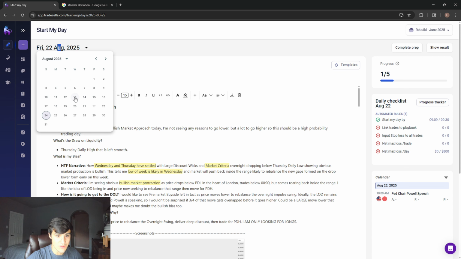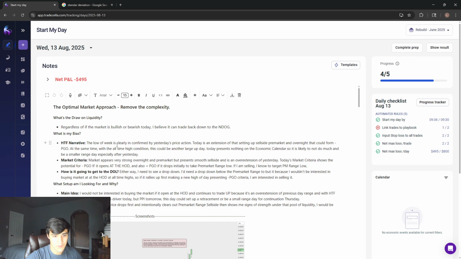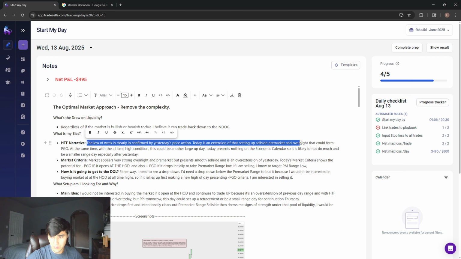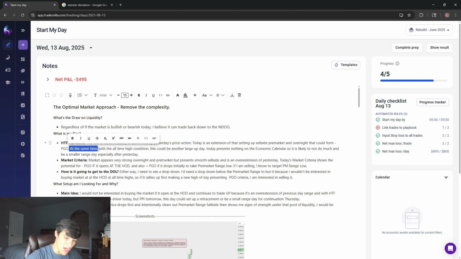Let's go to, what was it? The Wednesday the 13th, I'm pretty sure. Low week is clearly in. Extension. So here I'm stating one idea, right? The low week is clearly in, confirmed by yesterday's price action. Today's an extension of that, setting up sell side pre-market overnight that could form premium gap opening at the same time.